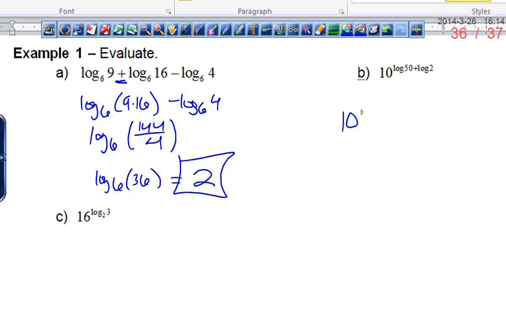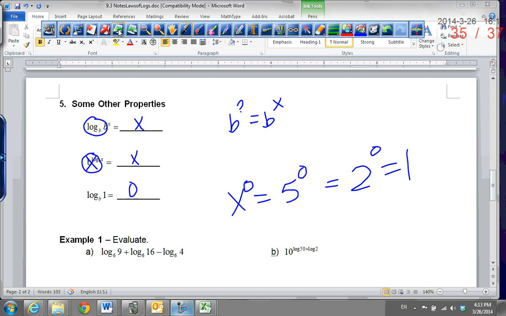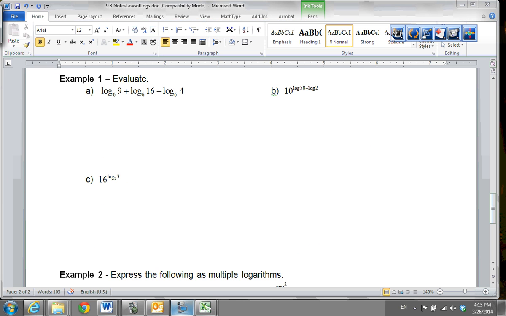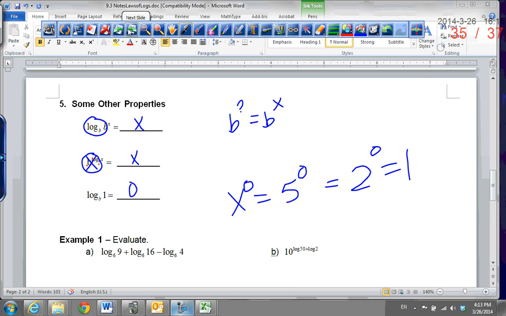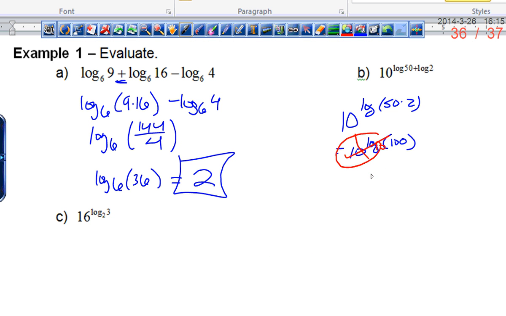Letter B, we got log of 50 times 2. Well, that gives us 100. And then remember, our base is 10, so I'm going to squeeze it in there. And then using that property, if we have a number raised to the same number, then everything cancels out. So all this junk cancels out, and my answer is just whatever's left over, 100.